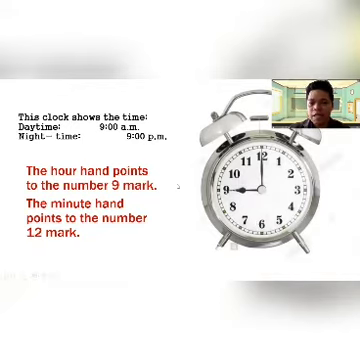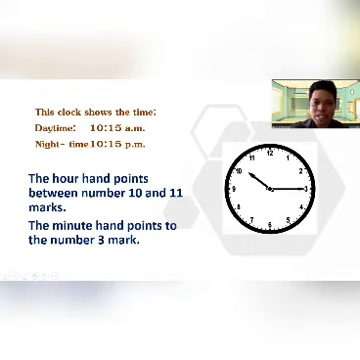You will say daytime when it is AM. Nighttime from noon to midnight, that is PM. So this clock shows the time. The time is 10:15. It could be daytime with AM or nighttime with PM. So how is 10:15 read? The hour hand points between number 10 and 11 marks. The minute hand points to the number 3 mark.